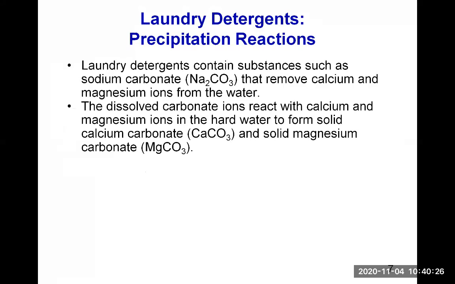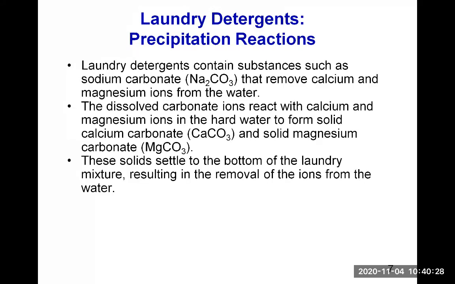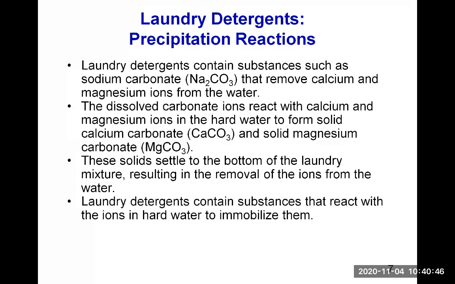And so that's the powder that you see, right? The gray scum here is made of those calcium carbonate and magnesium carbonate. And so these are solids, and they will settle to the bottom of the laundry mixture, resulting in the removal of the ions from the water. So laundry detergent contains substances that react with the ions in hard water to immobilize them. The goal is to put them away, move them away.